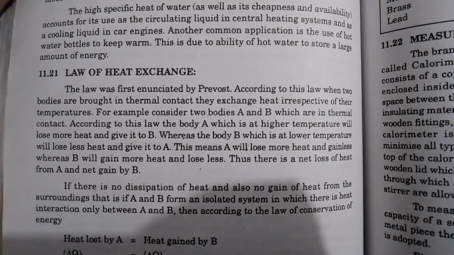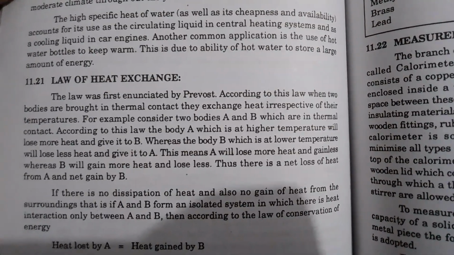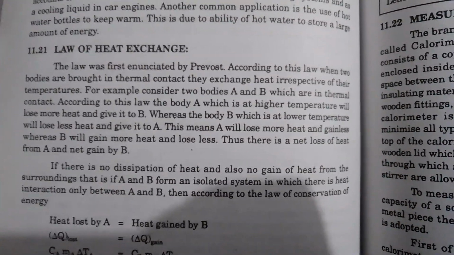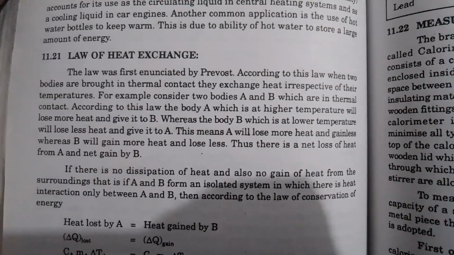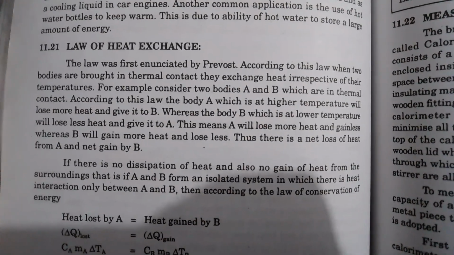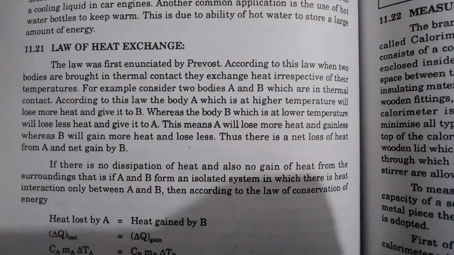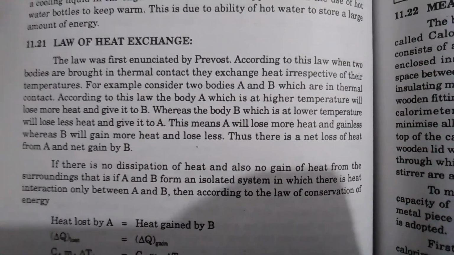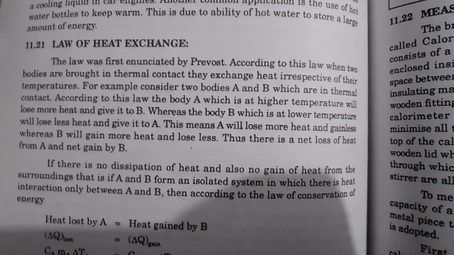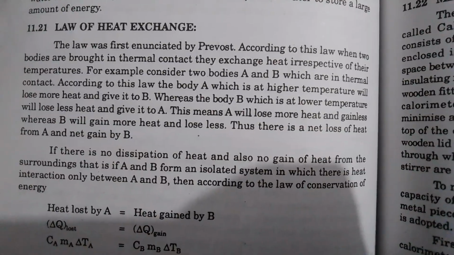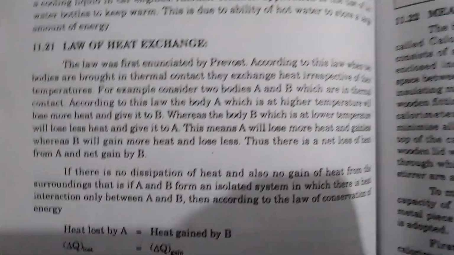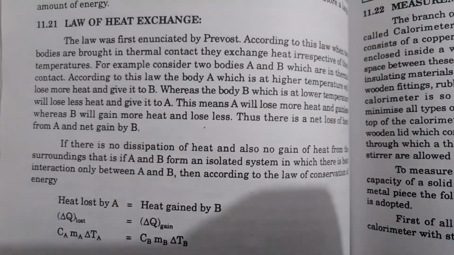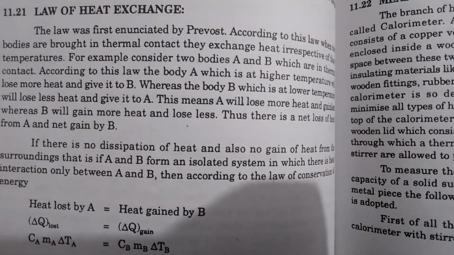The law was first enunciated by Prevost. According to this law, when two bodies are brought in thermal contact, they exchange heat irrespective of their temperature. For example, consider two bodies A and B which are in thermal contact. According to this law, the body A, which is at higher temperature, will lose more heat and give it to B, whereas the body B, which is at lower temperature, will lose less heat and give it to A.